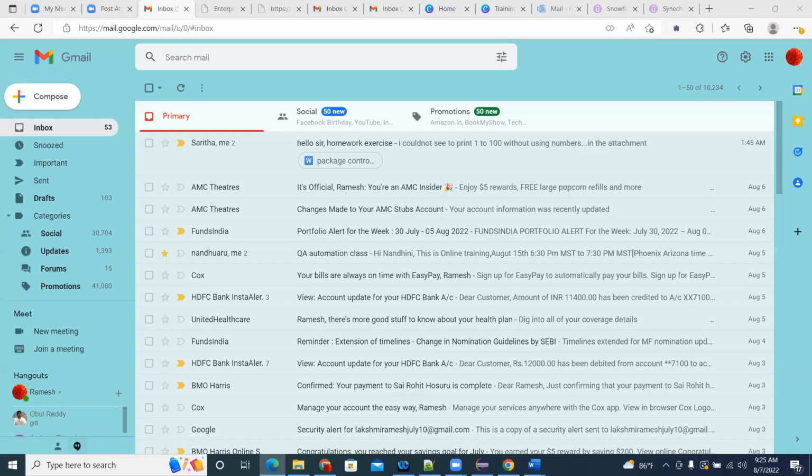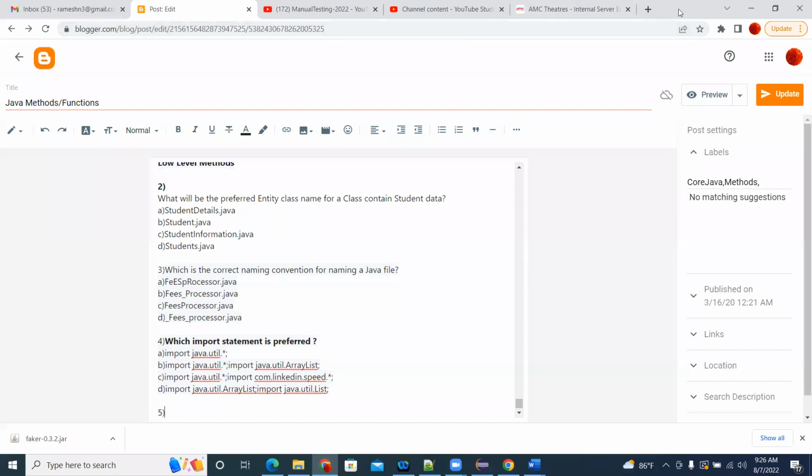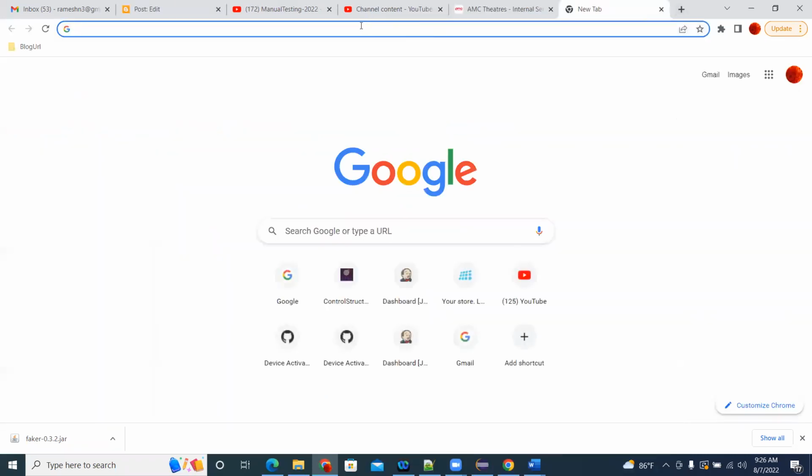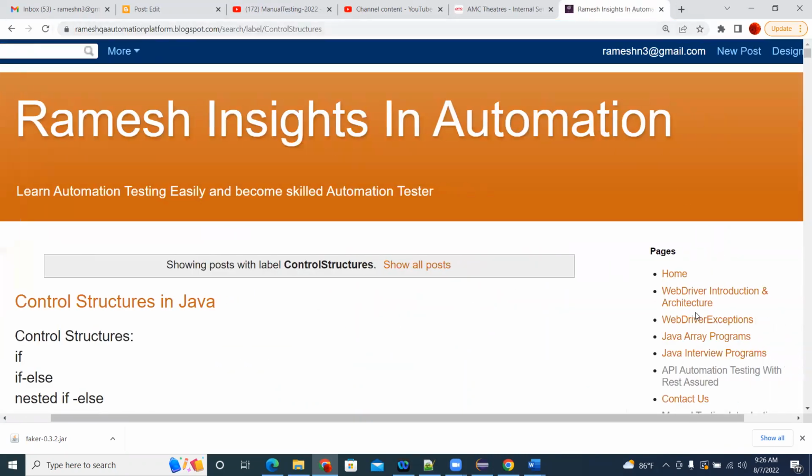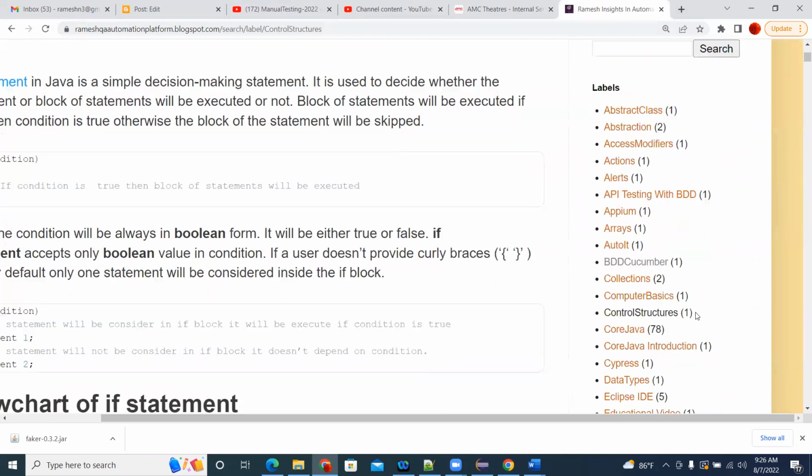In our blog, it is there very clearly, it is there already. So you don't need to go anywhere else also. See, if you go to our blog, everything is available here and it's nothing in the labels.